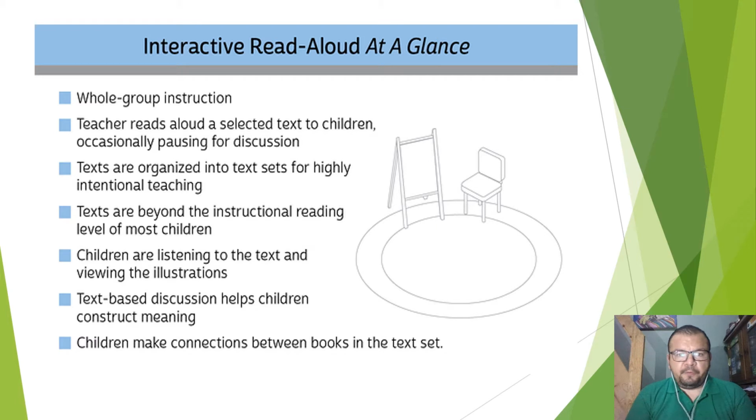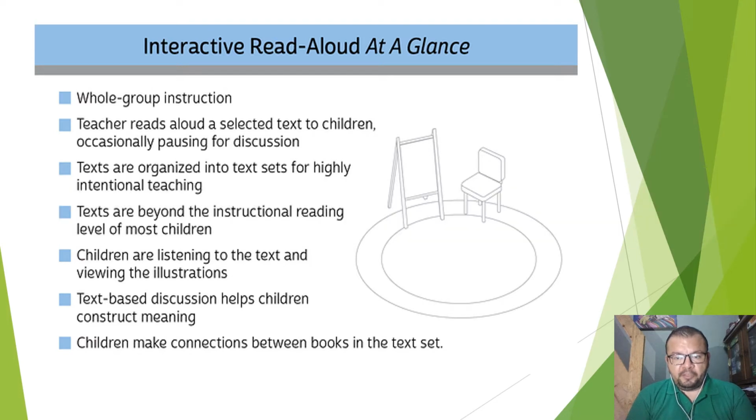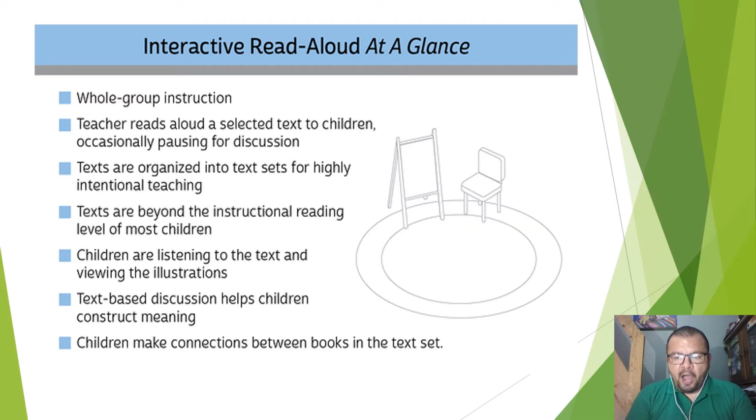About the interactive read aloud at a glance, the whole group instruction is the way the teacher gives one single instruction to the whole group, no matter if they are going to work individually, in pairs, or in a group. The teacher reads aloud and selects the text for the children, occasionally pausing for discussion. This is the way of reading comprehension. Texts are organized into text sets for highly intentional teaching. It's what you are going to do during the hours you have the language arts class.